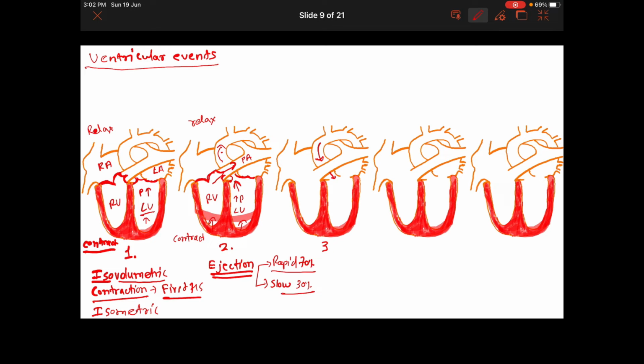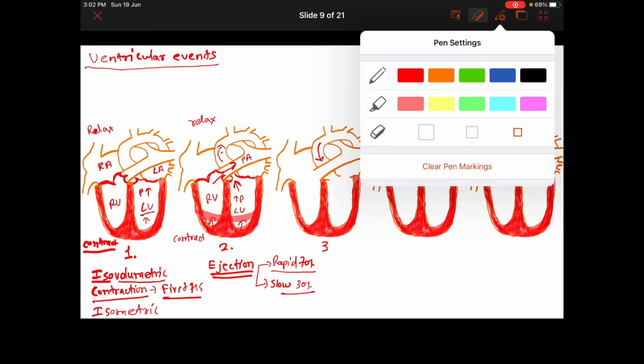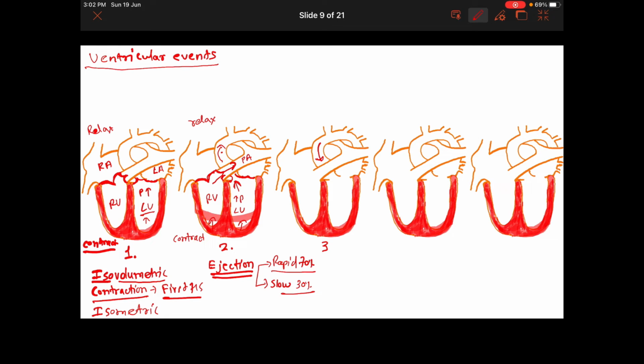Due to this, the aortic valves will close. Why? Due to the rapid rushing of blood from the aorta toward the ventricle, the aortic valve will close. The atrioventricular valves are already closed, and these valves are now closed.